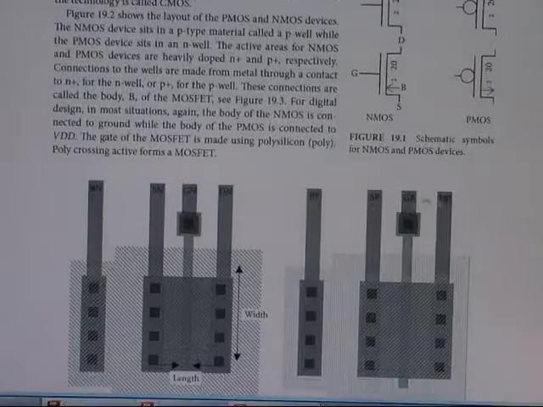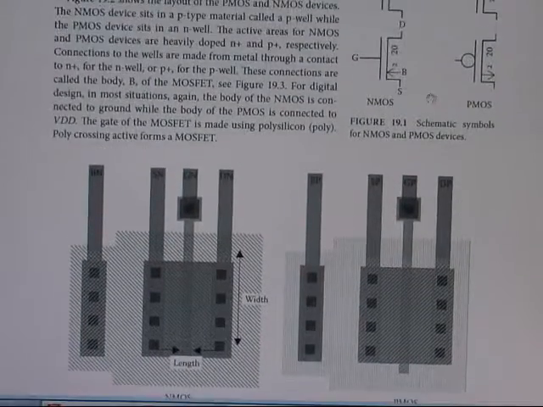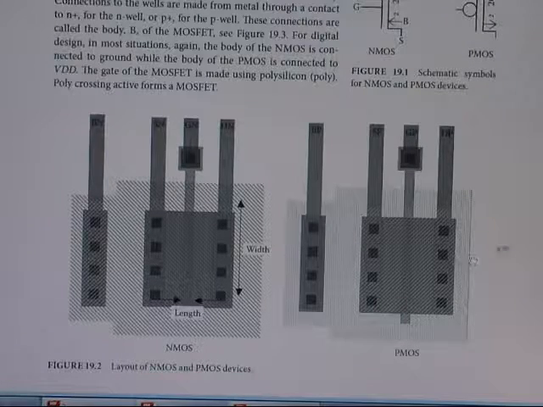So this is a very last case integration diagram. This is the arrangement of the IC, the NMOS and PMOS devices on the circuit board.